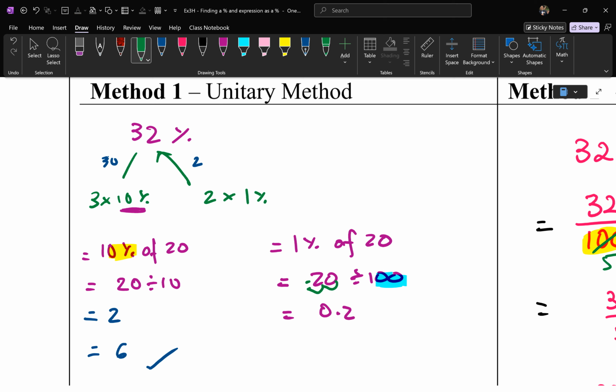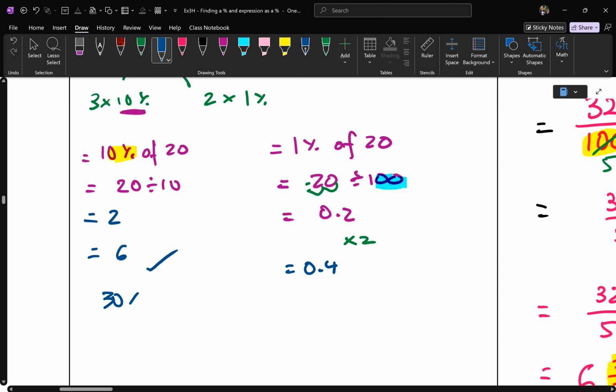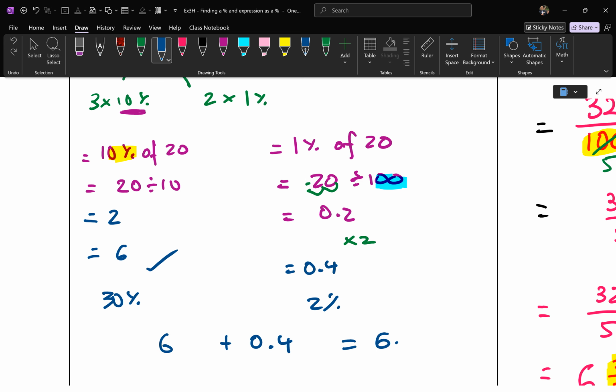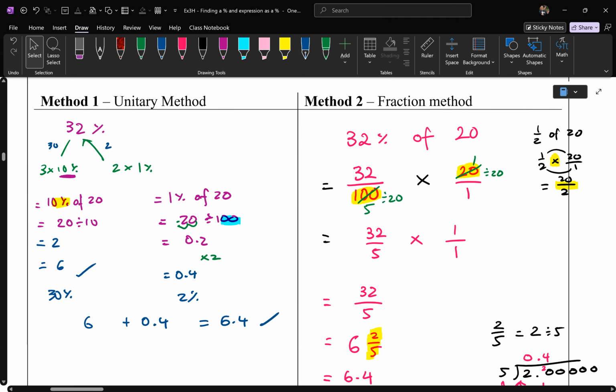But that's only for 1%. If you got 2%, you got double of that. What's double of 0.2? 0.4. Times this by 2 gives you 0.4. So together, 30%, which is 6, and 2%, which is equal to 0.4, put it together is 6 plus 0.4, 6.4.